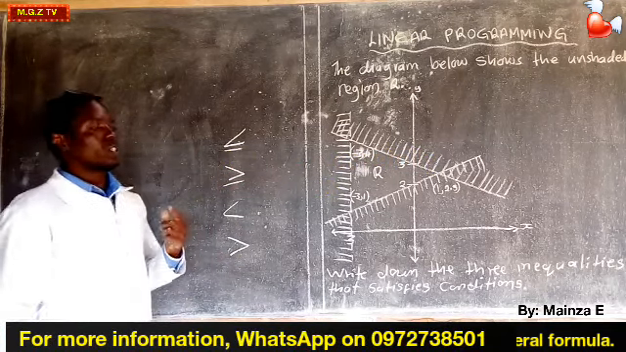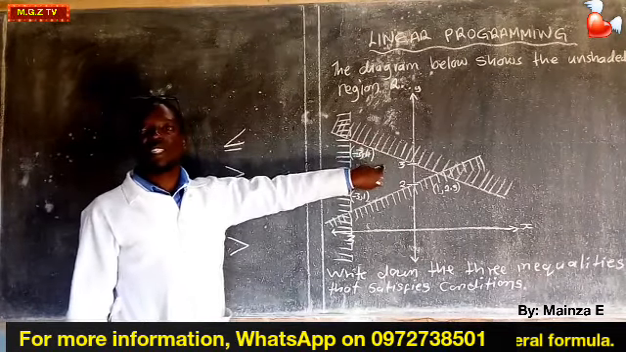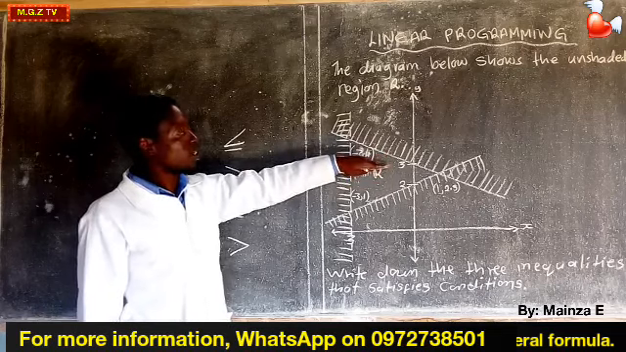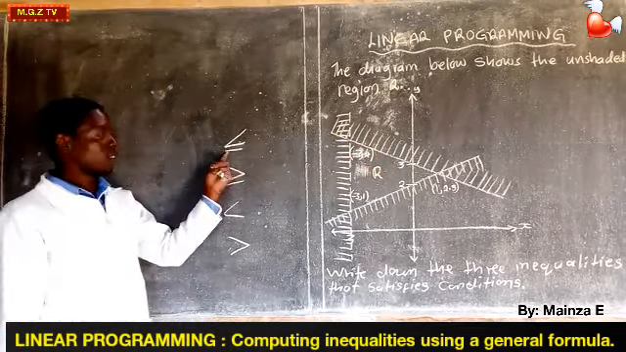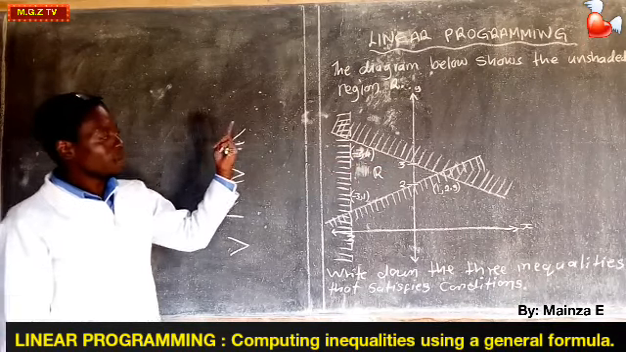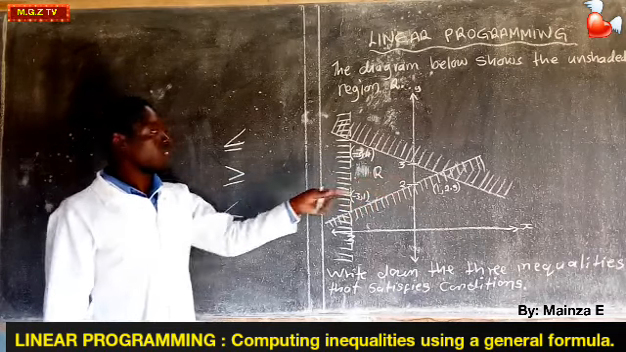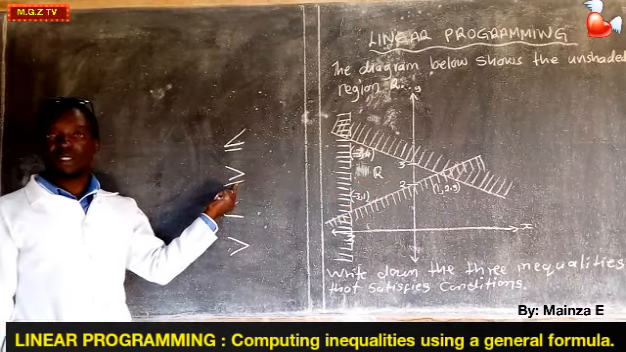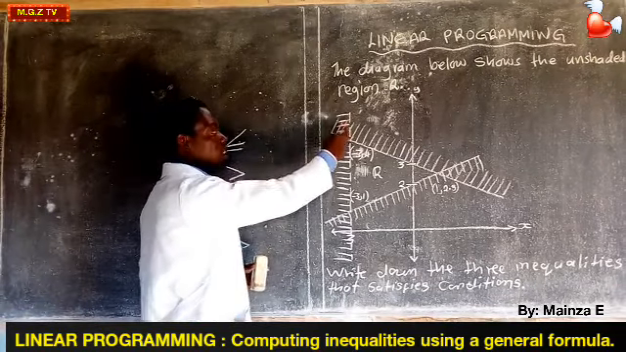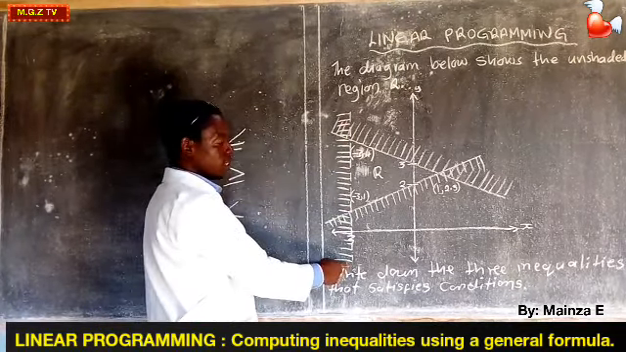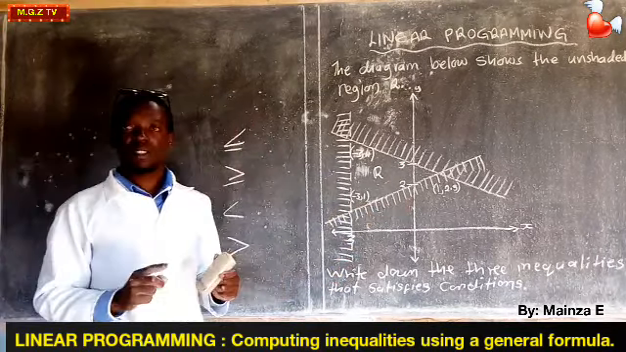So, for you not to waste your time, just look at the part which is not shaded. If the part not shaded is less than, the symbol you're using is less than. If the part not shaded is greater than, the symbol you're using is greater than. Then pay much attention to these lines that cut the x-axis and the y-axis at one point.